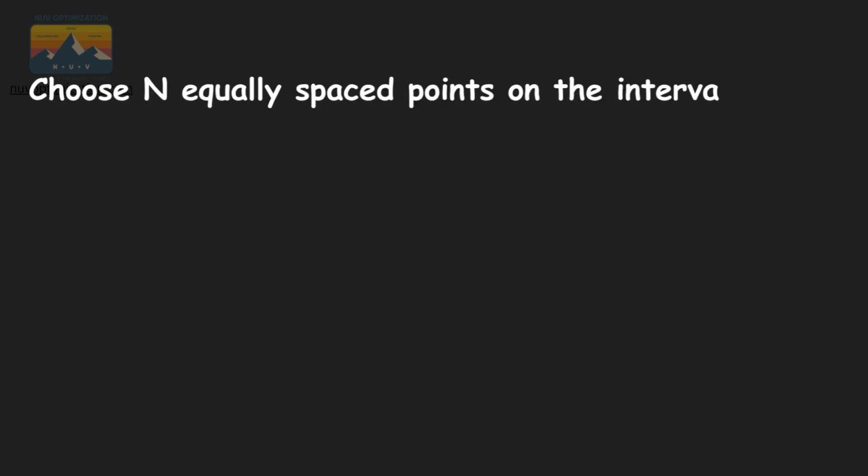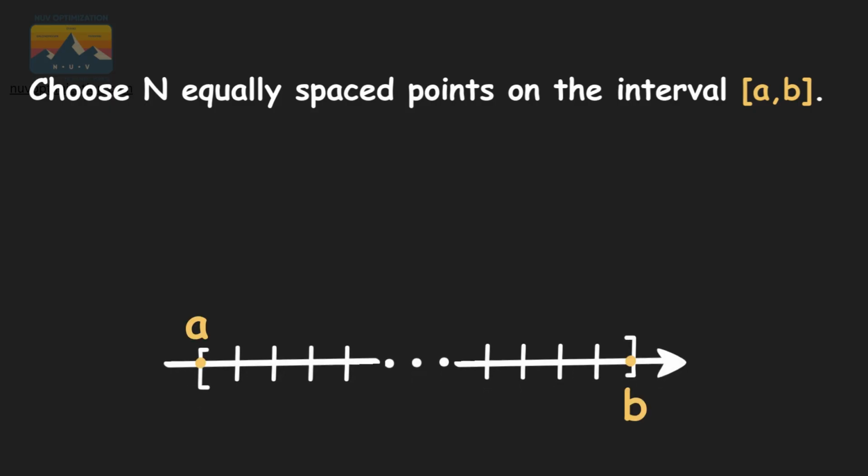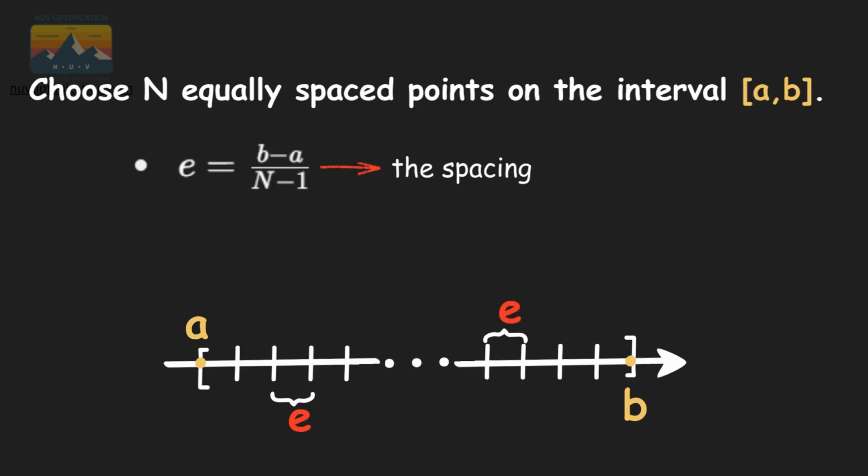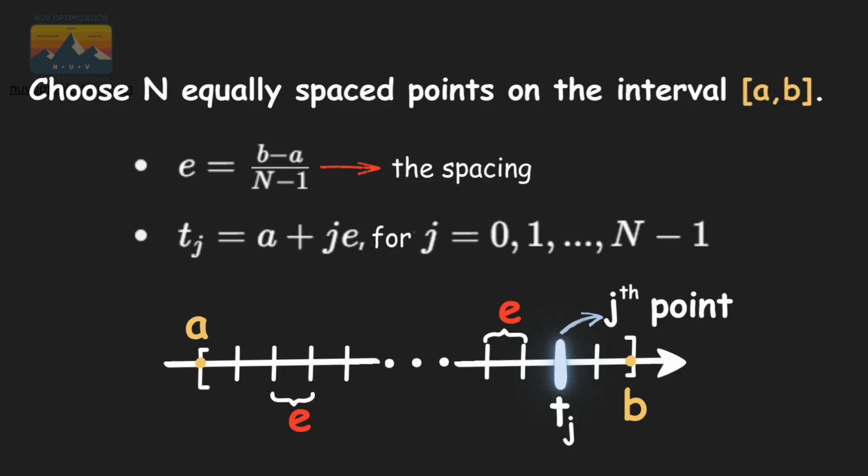Here's how. We'll choose n equally spaced points on the interval from A to B. Here we have A and B. The spacing between 2 points would be E equals B minus A over n minus 1. So here we have E for the spacing in our illustration. Let's call this point here Tj. And Tj is the jth point in the discretized version of the interval. And T sub j equals A plus j times E.